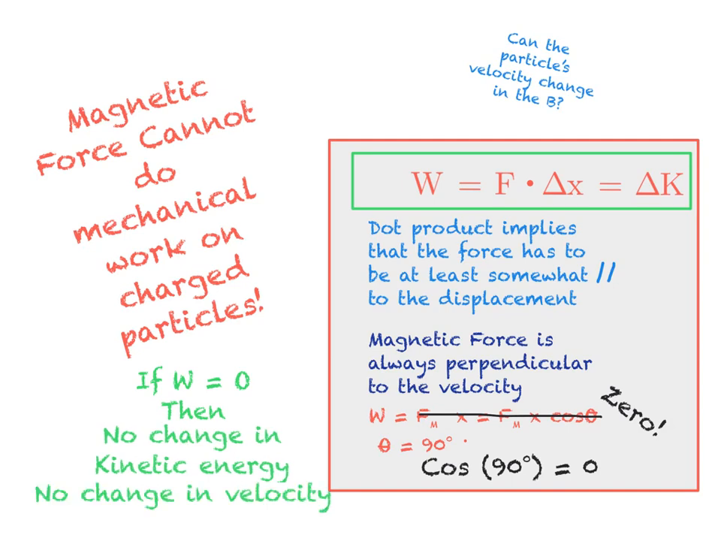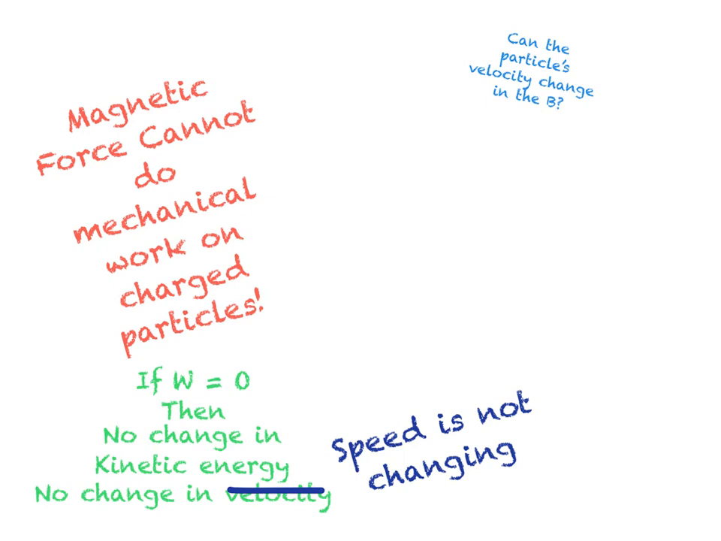So even though the direction of the particle is constantly changing because it's moving in a circle, its speed is not changing because the magnetic force cannot do work on it. Now, if I introduce other forces in the magnetic portion of this setup, then sure, I could change the speed. But the magnetic force itself, if it is the only force acting, will not change the speed of the particle.